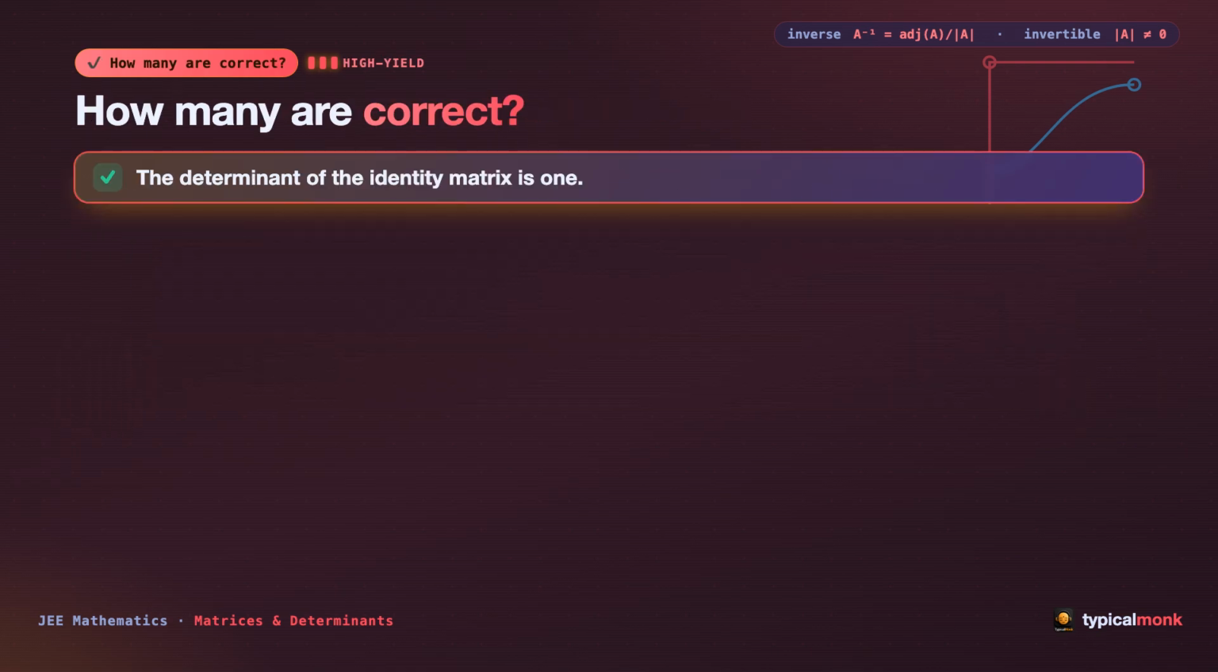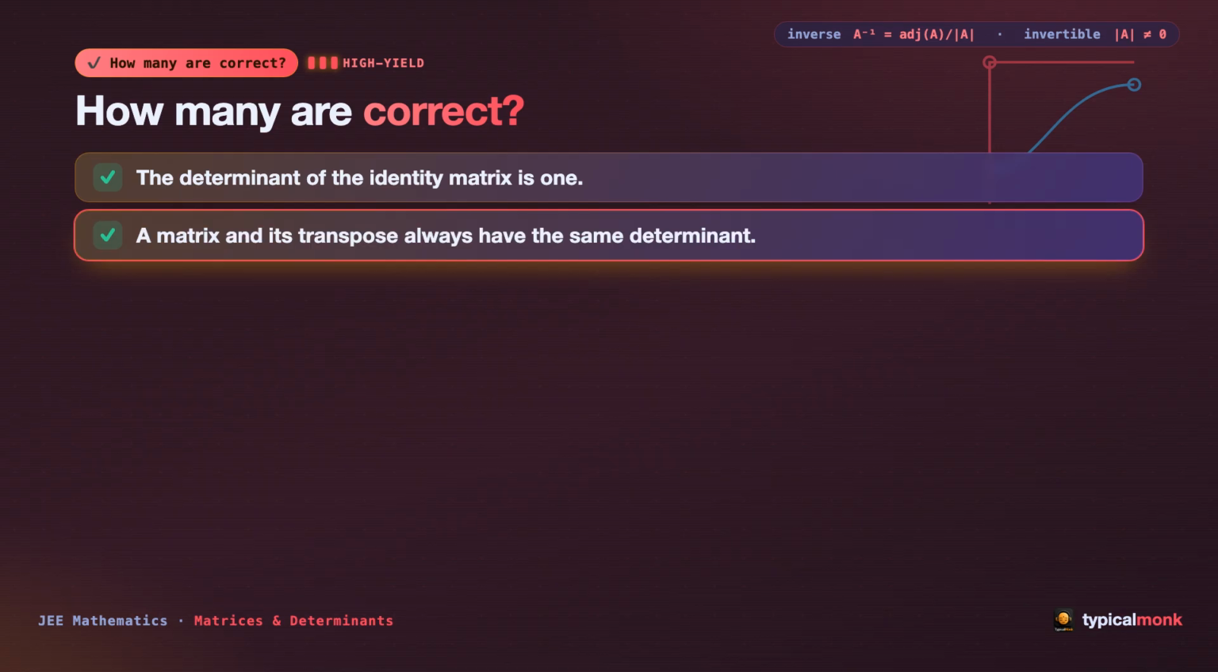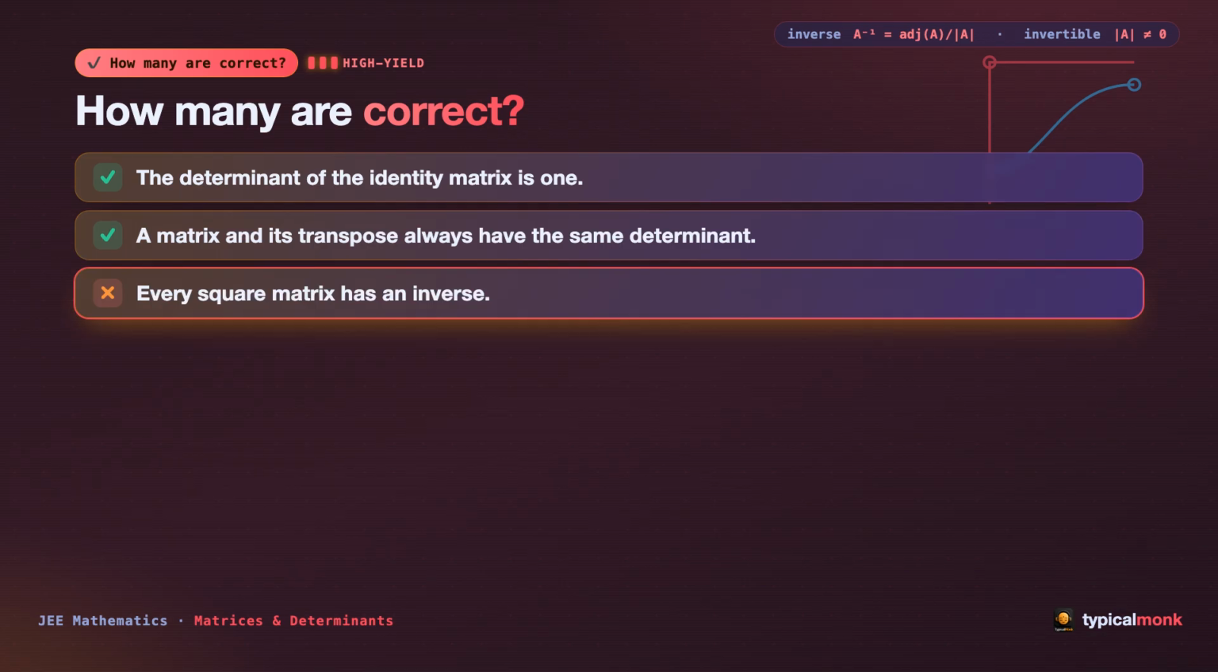Here is a favorite JEE format. I read some statements. You silently count how many are correct. Statement 1. The determinant of the identity matrix is 1. Hold your verdict. Statement 2. A matrix and its transpose always have the same determinant. Think before you answer. Statement 3. Every square matrix has an inverse.